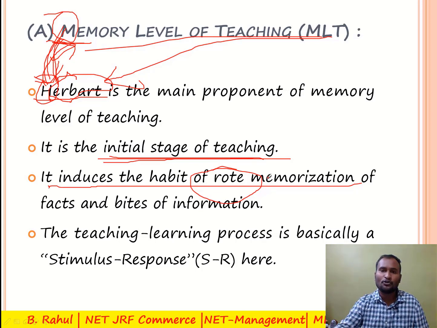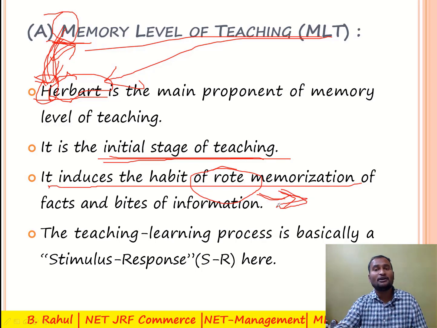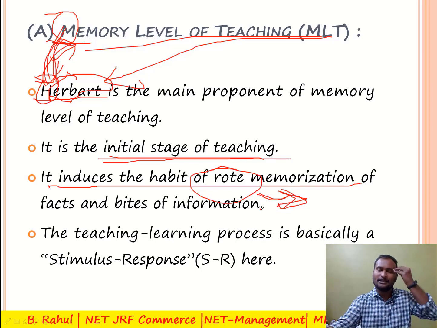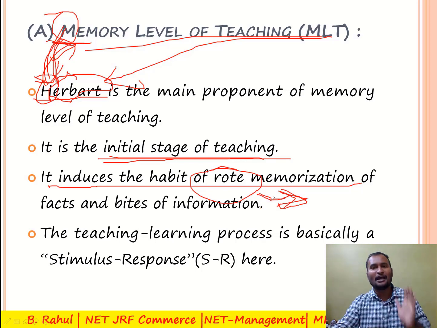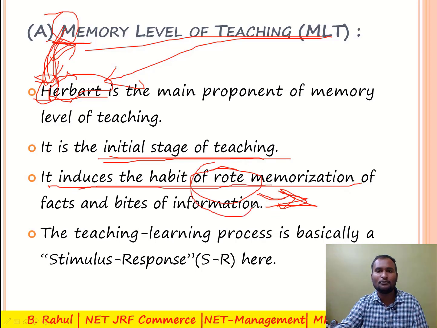Rote memorization means, for example, if we take a PP1 student, we all learned that A for apple, right? Now we know A for angel too. But if I ask you suddenly what is A for, you will say apple only. Why can't you say angel? Because of rote memorization. At that time you were taught A for apple only, so your mind received that. Even if you know other words for A, you will give priority to apple. That is the basic example of the memory level of teaching.